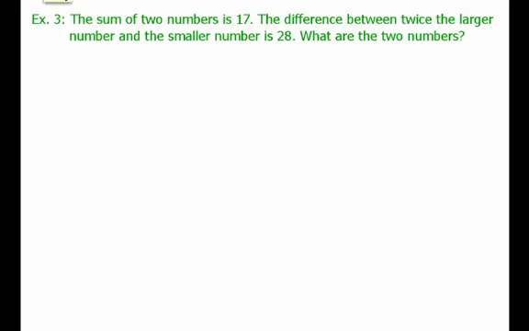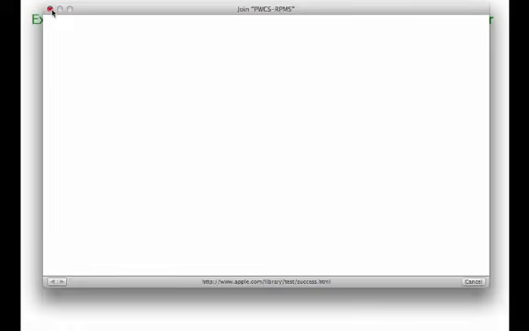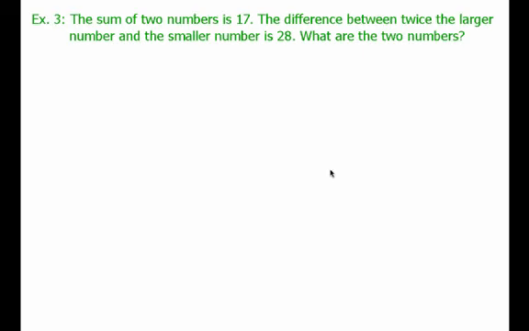Example 3 says the sum of two numbers is 17. The difference between twice the larger number and the smaller number is 28. What are the two numbers? If we're going to do that, let's figure this out. If I define x and y, I'm going to say x is my larger number and y is my smaller number. It doesn't really matter, I could say the opposite of that, but it's fine. We're going to say x is the larger number and y is the smaller number.